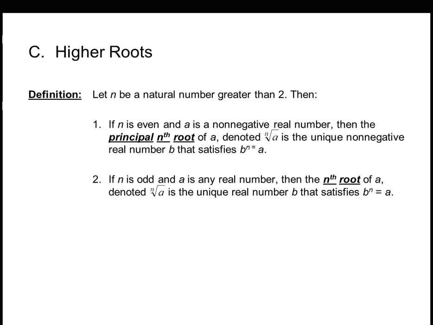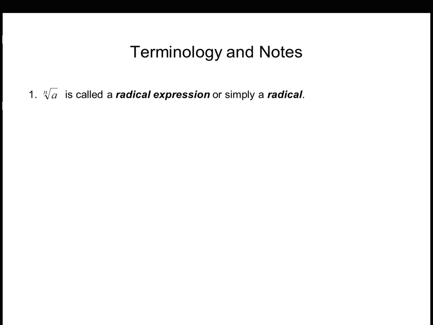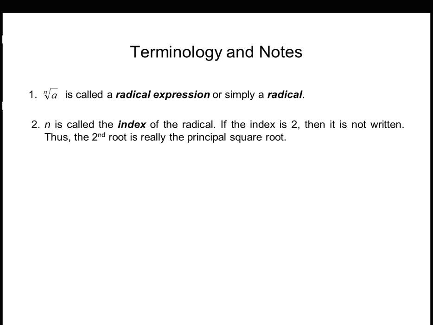Some terminology and notes that go with this definition. The nth root of a is called a radical expression or simply a radical. Number 2, n is called the index of the radical. If the index is 2, then it is not written. Thus, the second root is really the principal square root. Okay, so we've actually seen a special case of this. So we don't write an index of 2. It's kind of like we don't write denominators of 1, we don't write coefficients of 1, and we don't write exponents of 1. We don't write an index of 2.